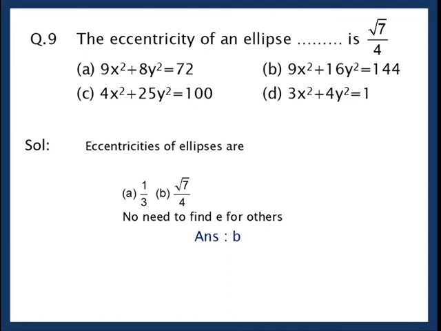So here it is 1/3 in option A. In option B, yes, it is coming to be √7/4. So we say that B is the correct option. As only one ellipse has this eccentricity, we need not find eccentricities of the remaining. So the conclusion is the correct option is B.